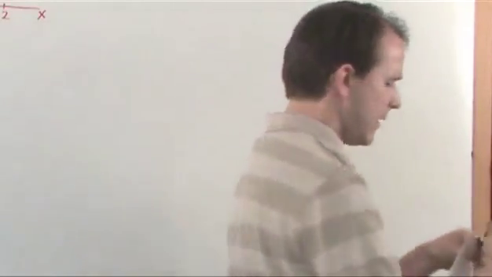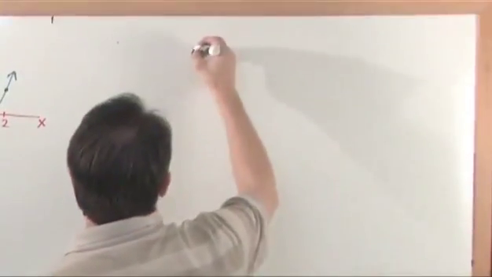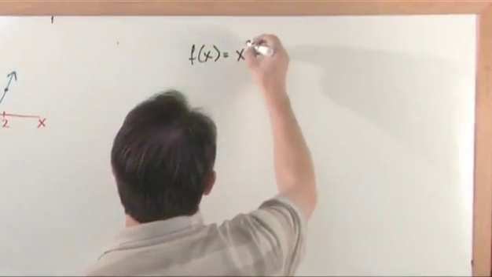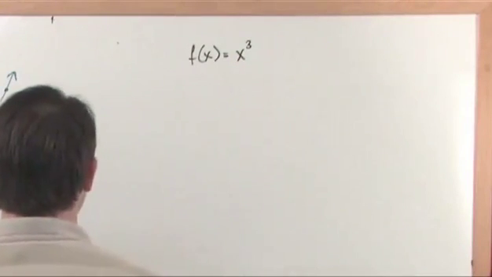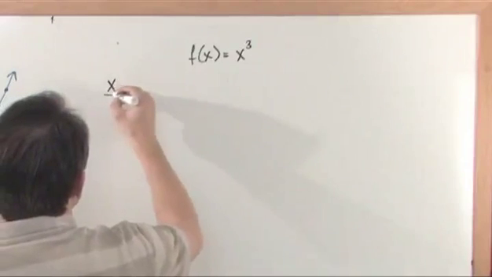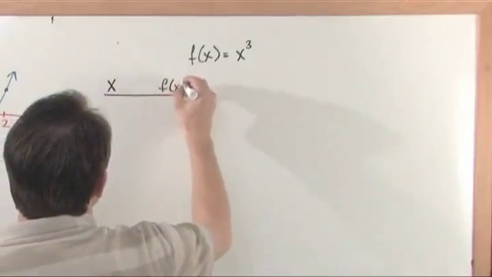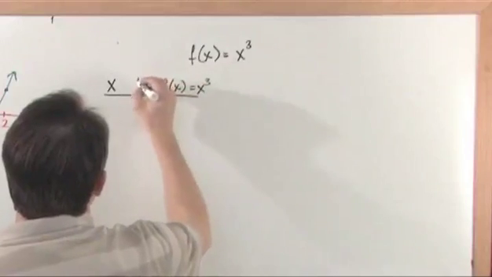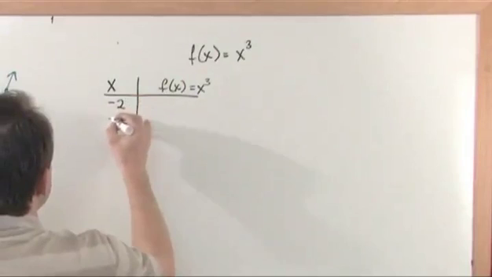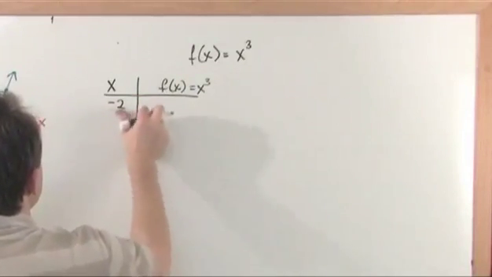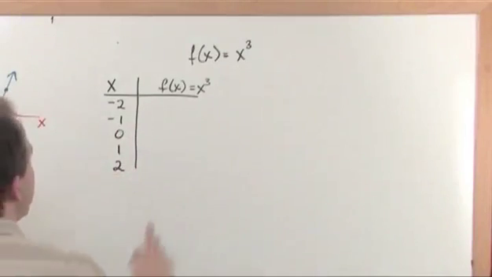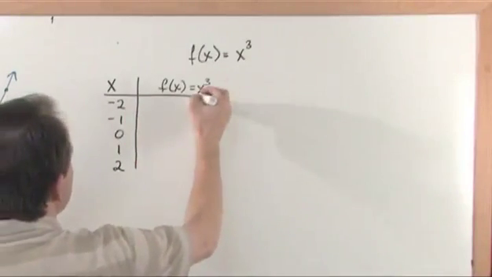What if your function is f of x equals x cubed? And we want to graph that. So we do the same thing. We set up a table, x and f of x equals x cubed. And we want to plot this. I'm going to choose the same points as before because those seem to work out from last time: -2, -1, 0, 1, and 2. And I'm plugging these values of x into my function, which is x cubed.